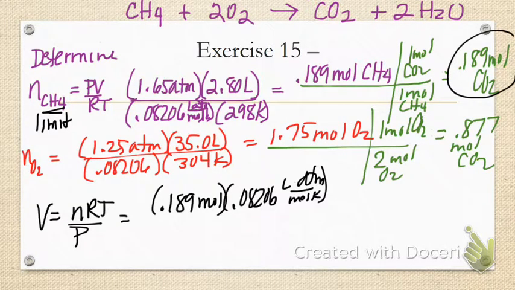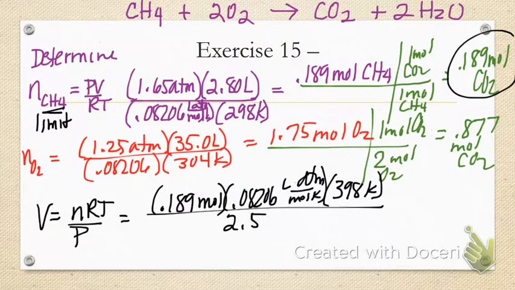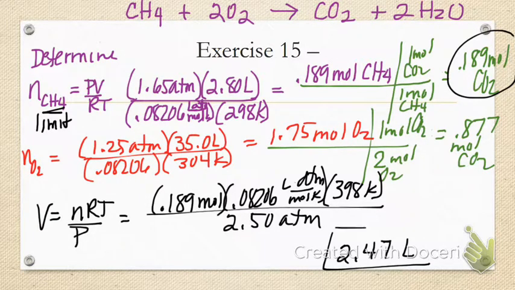And then the new temperature was 398 Kelvin. And then the pressure, what was the pressure? 2.5 atmospheres. And then we throw that in the calculator, go back and look, and pretty much need 3 significant figures. So it's going to be 2.47 liters. A lot of work to get to that problem. Okay?